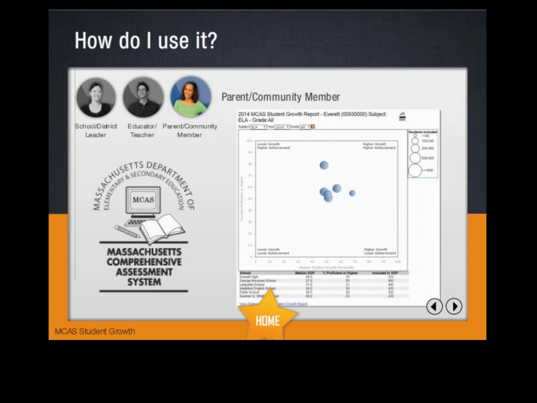For a parent or member of the community, this report provides valuable information about how students in your child's school and district performed on the MCAS, and how much growth they've demonstrated compared to students with similar testing histories since the previous test.